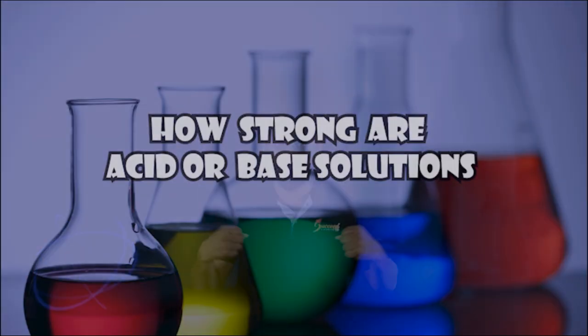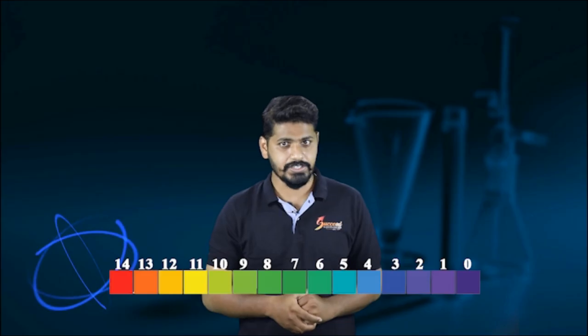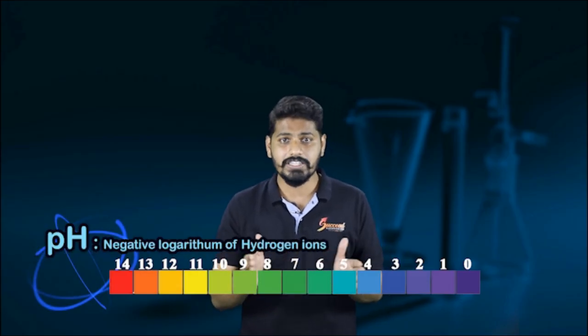Can you tell me how strong you are? Let me show you how strong an acid as well as a base is, right? If the hydrogen ion concentration is higher in a solution, the acid is that much stronger. Whenever the OH minus ions are more in a solution, that much is the strength of the base. The strength of an acid is determined by the pH scale. You're supposed to know what pH is. pH is nothing but the negative logarithm of hydrogen ion concentration, right? This pH scale consists of values from 0 to 14.